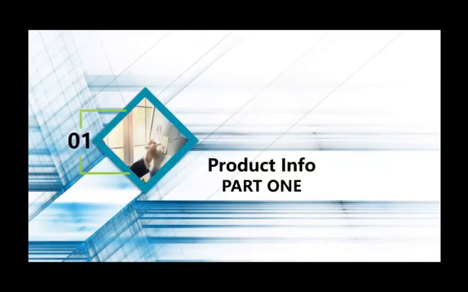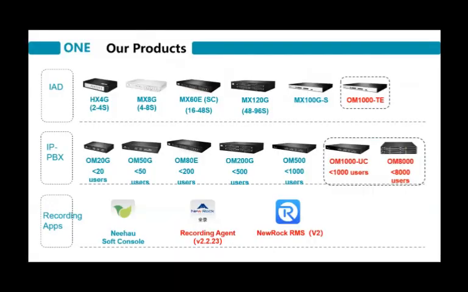Okay, so let's go for part one. This is product information. So here we have our integrated analog devices from 2 ports up to 96 ports. Of course, we have our trunking gateway, that is our MX100G, and we have our new model, the OM1000 TE. For IP-PBX, we do support from 20 users up to 1,000 users. And we have our OM1000 UC that can support up to 1,000 users.